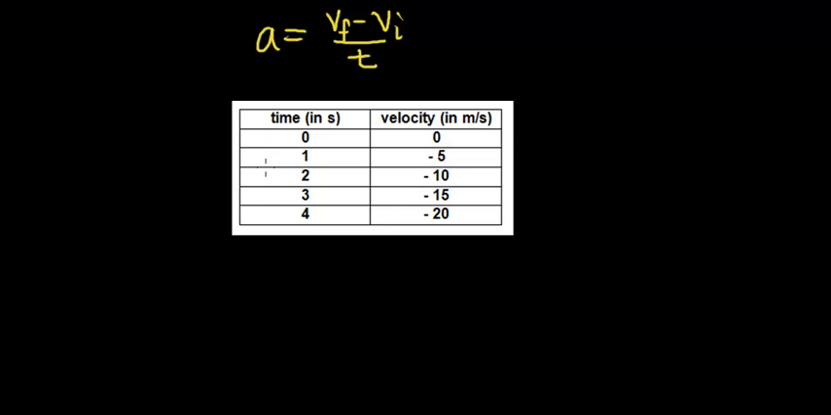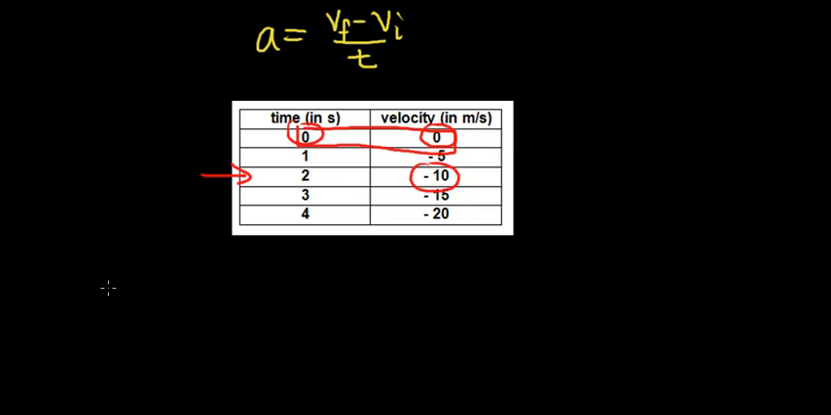Now, to calculate the acceleration, I need to have at least 2 points. So I'm going to choose 2 points arbitrarily. It doesn't matter which points I choose as long as I'm consistent. So I'm going to choose my initial time as t equals 0 seconds, and my initial velocity is 0 meters per second. Then I'm going to arbitrarily choose this point here.